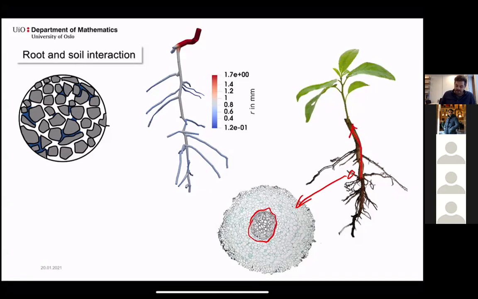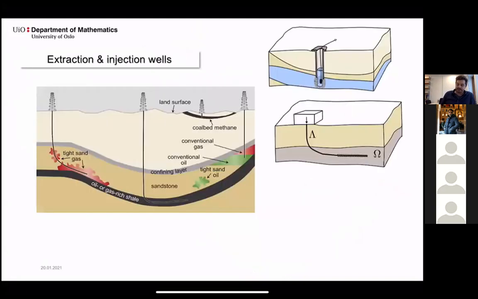And then you also have some possibility to get water from the soil into this xylem. So you again have a tubular structure inside the porous medium. The same occurs in technical applications. So if we go to subsurface application where we drill holes, and people have gotten quite good at that.